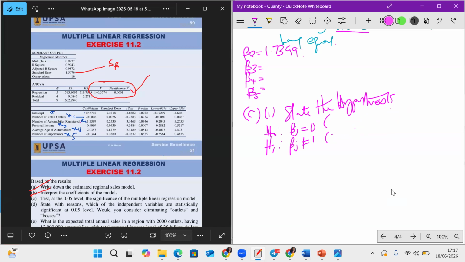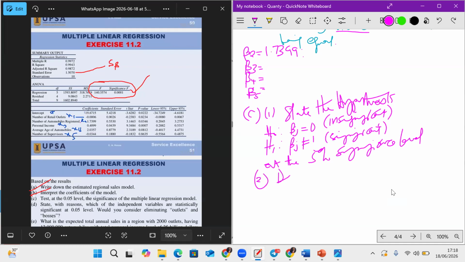So if it's equal to 0, insignificant. Let me put it that way. If it's not equal to 0, significant, so there's a relationship. So what is the significance level? At the 5% significance level. That's step 1. Step 2.